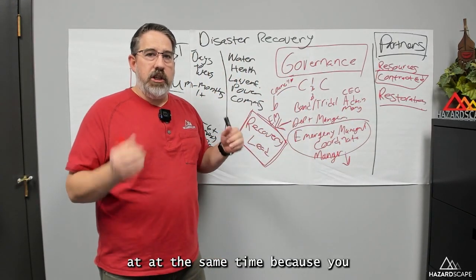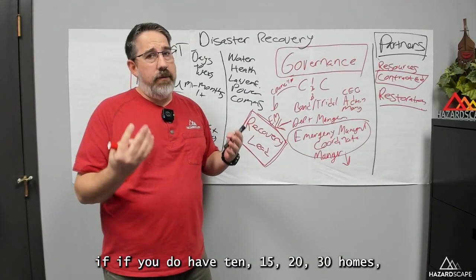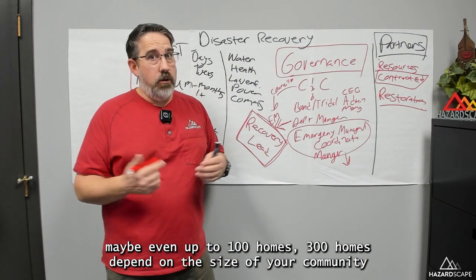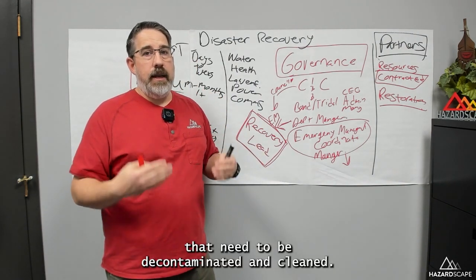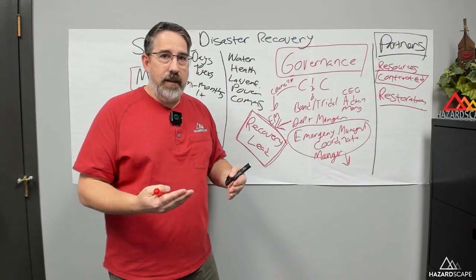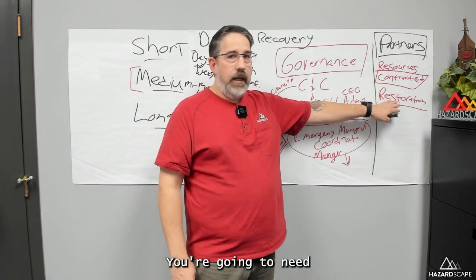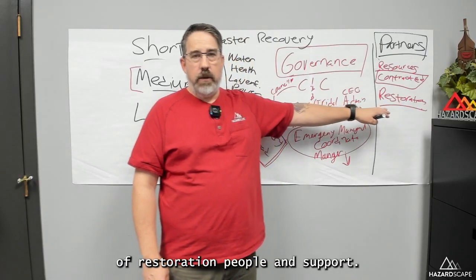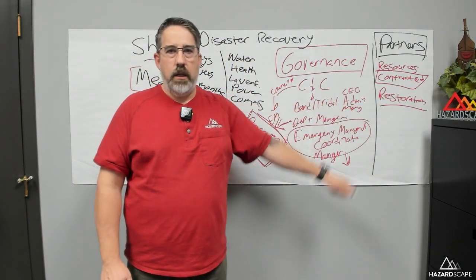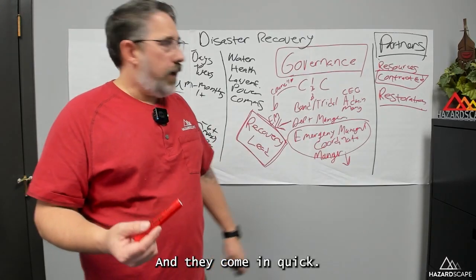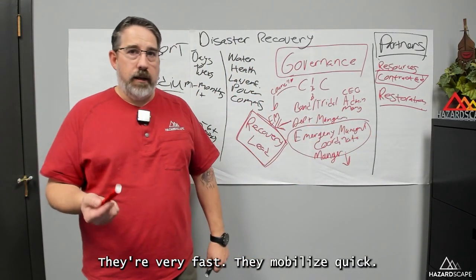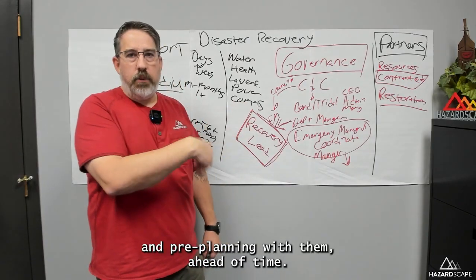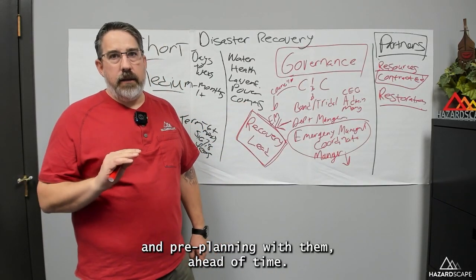at the same time, because if you do have 10, 15, 20, 30 homes, maybe even up to 100 homes, 300 homes, depending on the size of your community, that need to be decontaminated and cleaned, you're going to need dozens and dozens to hundreds of restoration people and support. And they come in quick. They're very fast. They mobilize quick. It's good to develop those relationships and get them on board and pre-planning with them ahead of time.